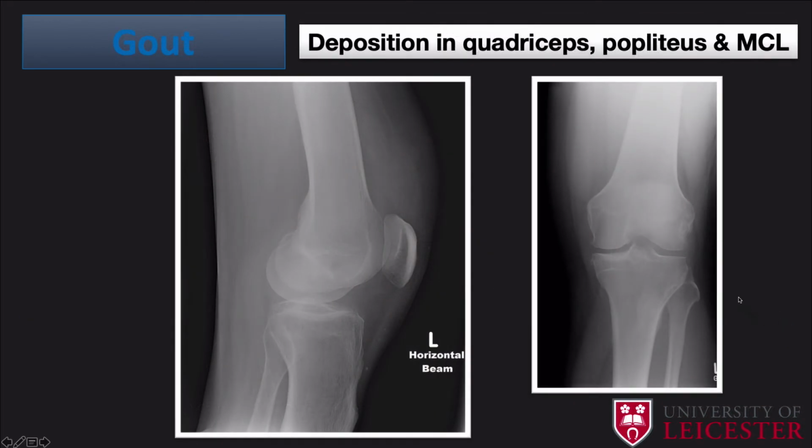So moving on, you can also get deposition of gout within ligaments. Gout loves ligamentous attachments. And so on this lateral view, I think this is quite classical, where you get this punched out widening of the popliteus groove. And here you get this classical deposition of gout at this area. In addition to that, you've got very subtle bulging of the MCL, which is the medial collateral ligament here, and you can get deposition just underneath there.